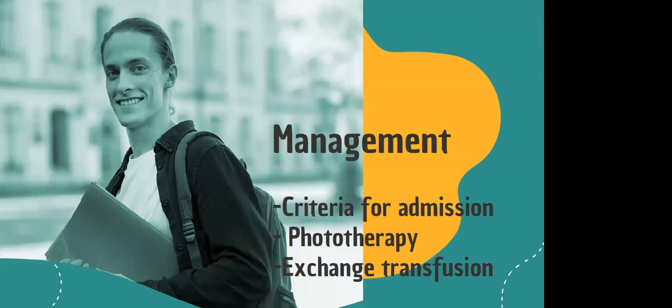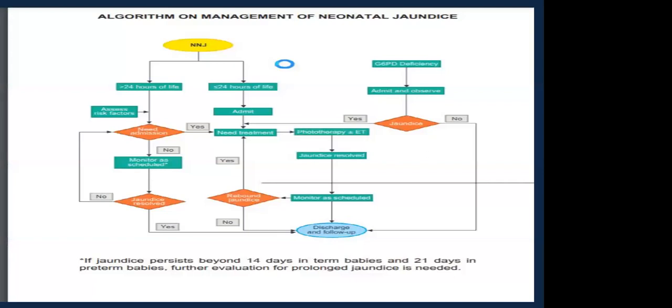For the management, this is basically the algorithm on managing neonatal jaundice. We look at the baby. If the baby presents with neonatal jaundice, is it more than 24 hours or less than 24 hours? If less, then we suspect it is a pathological jaundice, so we admit. If it is more than 24 hours, then we assess the risk factors first, and then we look at the criteria for admitting the baby to the hospital.